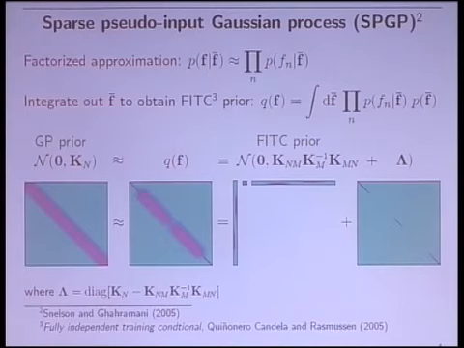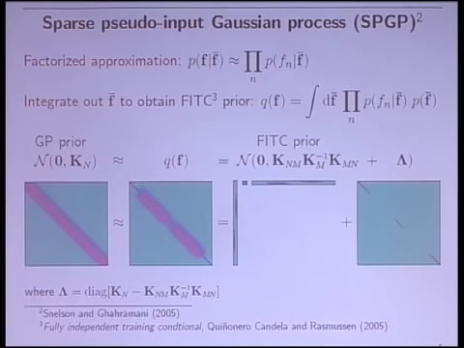And once we've integrated out the small set of unknown latent function variables, we obtain an approximate Gaussian process prior, which we call the sparse pseudo-input Gaussian process, but it's also been called by others since then the FITC, which stands for fully independent training conditional approximation.